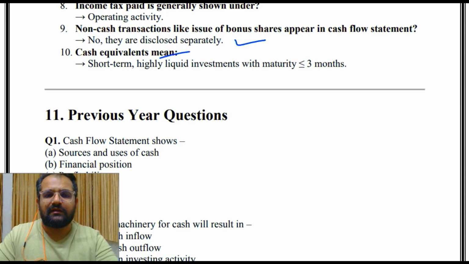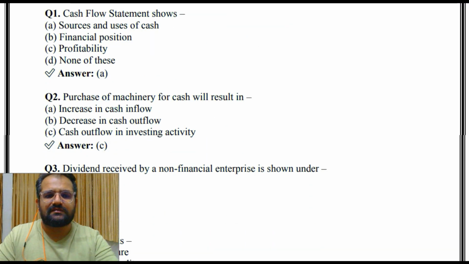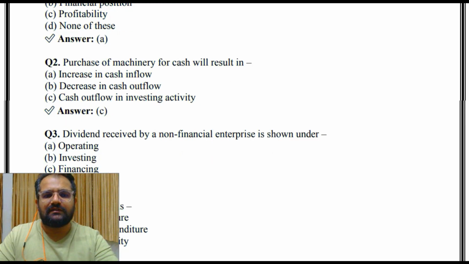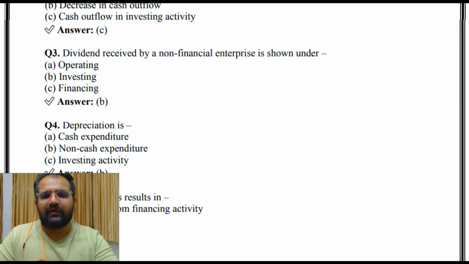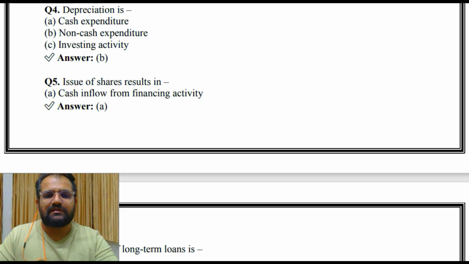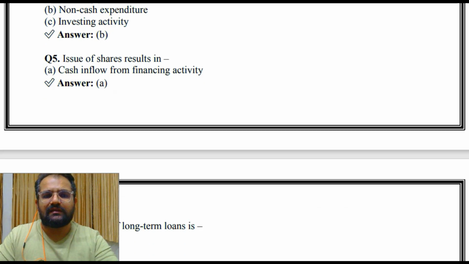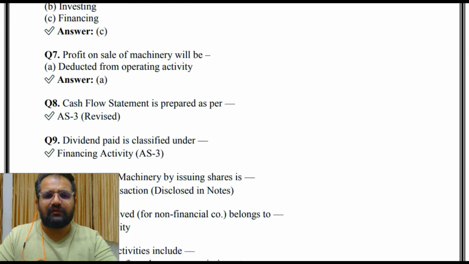Cash equivalent means short term highly liquid investment with maturity less than or equal to 3 months. Then some previous year questions. Cash flow statement shows sources and use of cash. Purchase of machinery for cash will result in cash outflow in investing activity. Dividend received by a non-financial enterprise is shown under investing. Depreciation is non-cash expenditure. Issue of shares results in cash inflow from financing activities. Repayment of long-term loan is financing. Profit on sale of machinery will be deducted from operating activity.